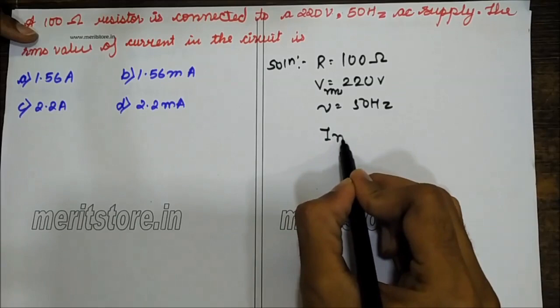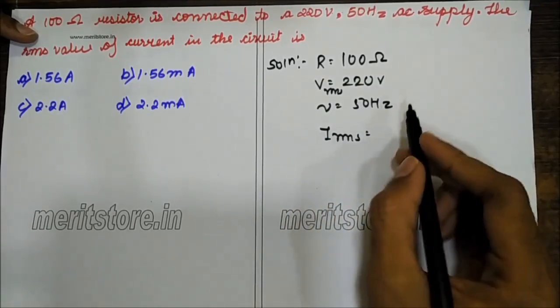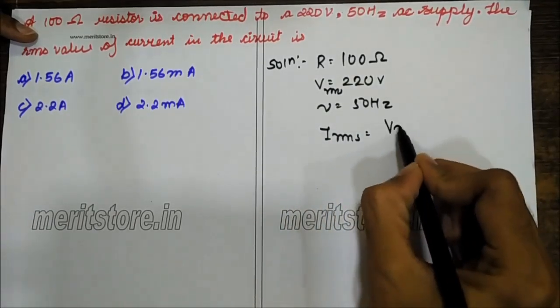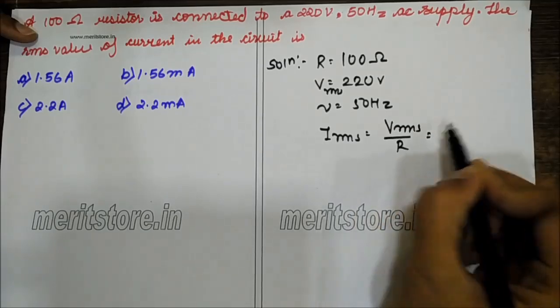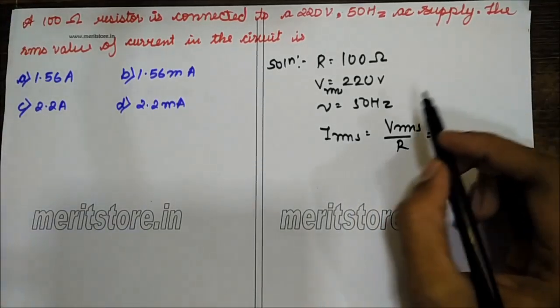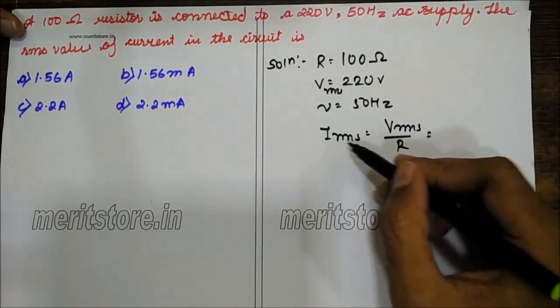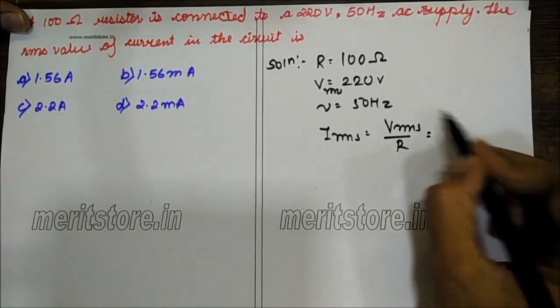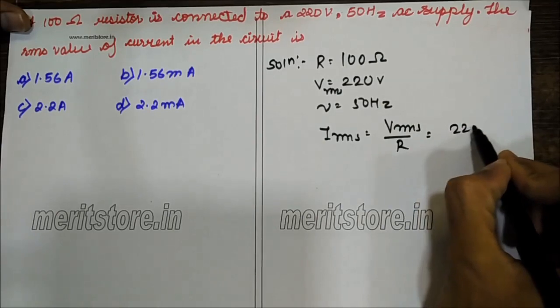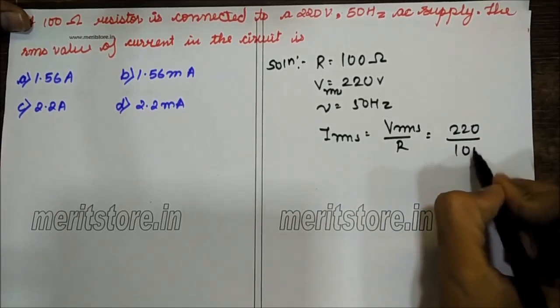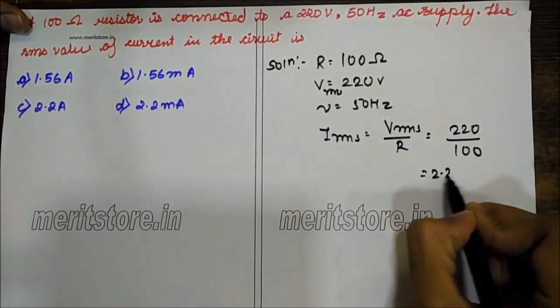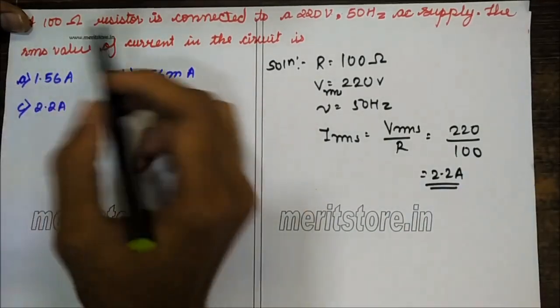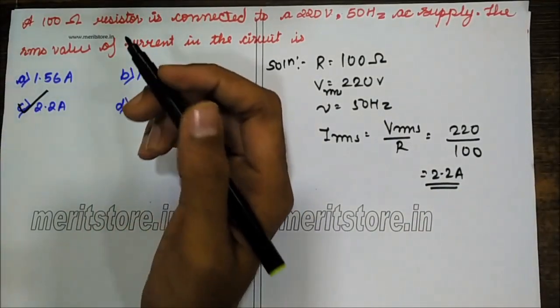We need to find the current IRMS. The IRMS value has a formula of VRMS upon R, that is Ohm's law, V equals IR. So the root mean square value of current equals the root mean square value of the voltage upon the resistance, where VRMS is 220 and R is 100. So the answer comes out to be 2.2 amps of current. So the correct option is C, 2.2 amps.